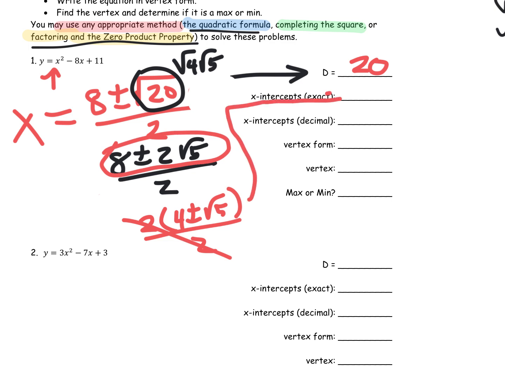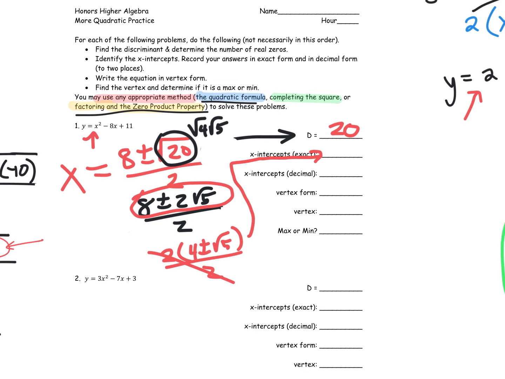Now I'd probably go grab my calculator or use my iPad's calculator and figure out what the square root of 5 is and go 4 plus that. And then 4 minus whatever the square root of 5 is. I'd make them decimals. Now, it does say to round to 2 places. So that means like 0.45. Okay.